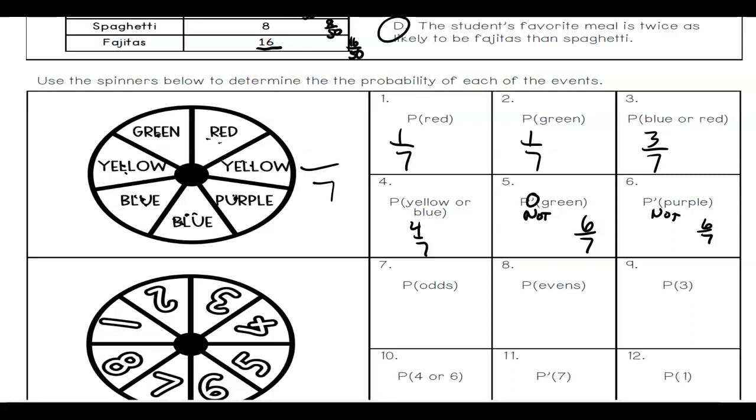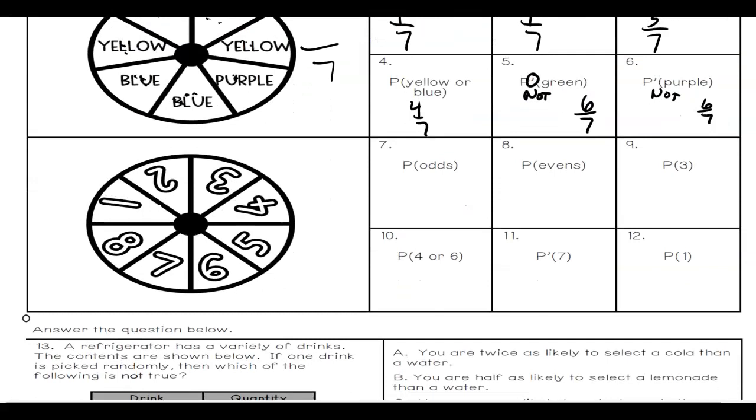Right? You, in Edpuzzle, are going to do 7 through 12. Understand that each fraction should start with 8, because there are 8 possibilities, right? So, number 7, the probability of odds. Number 8, the probability of evens.